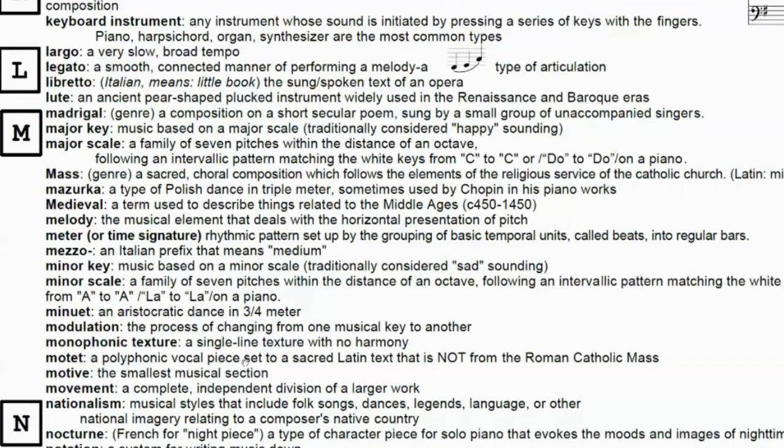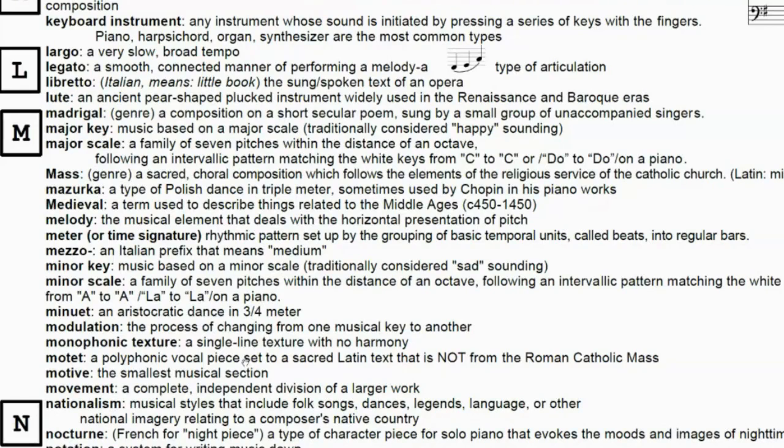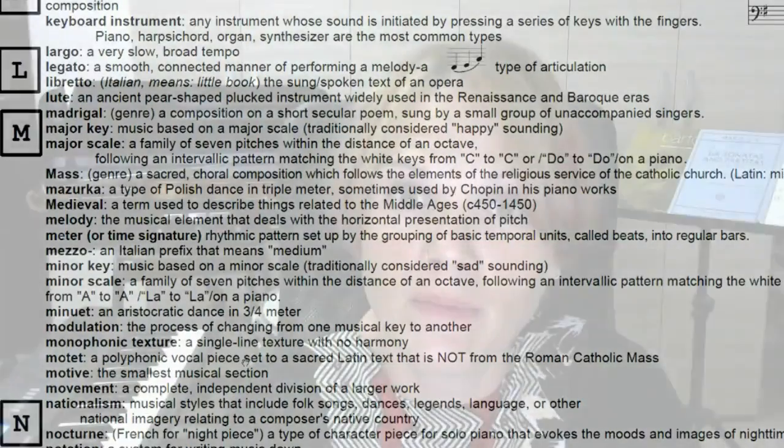Monophonic texture, a single line texture with no harmony. When did we learn monophonic texture? The very beginning of the music history, the Western music history, in connection with the Gregorian chants. Motet, a polyphonic vocal piece set to a sacred Latin text that is not from the Roman Catholic Mass. And when? During the Renaissance era.